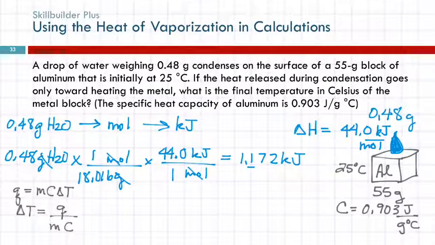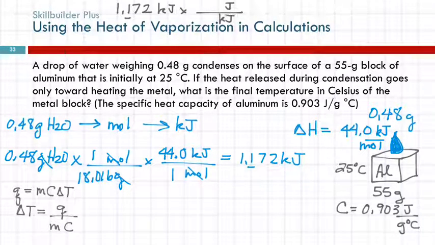Let's think ahead a little bit here. This is joules, and this is kilojoules. If we want our units to work out, we need to convert this to joules. I'll do that up here, way up at the top. So 1.172 kilojoules times, I want joules on top and kilojoules on the bottom. Kilo means 10 to the 3. I put kilo on the opposite side of the line. So I end up with 1.172 times 10 to the 3rd joules.